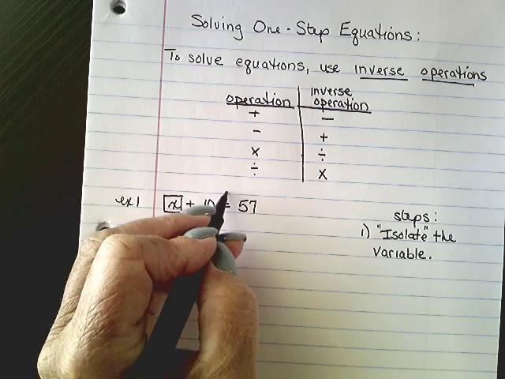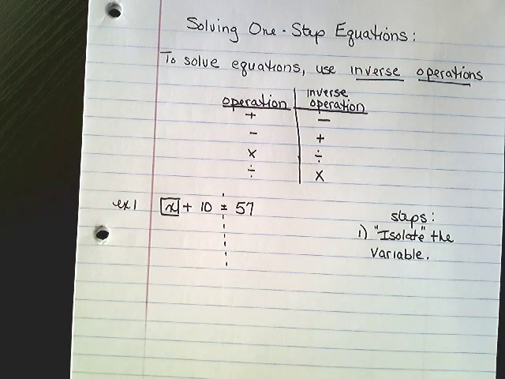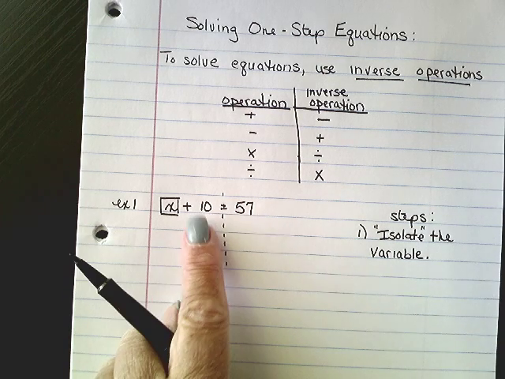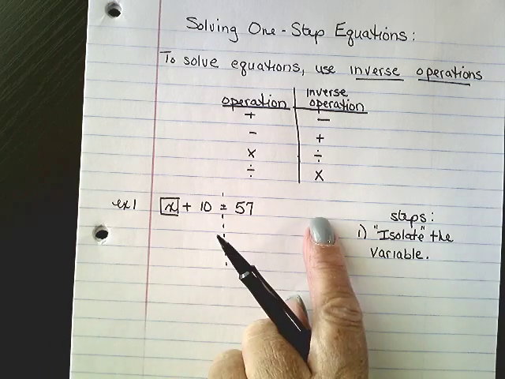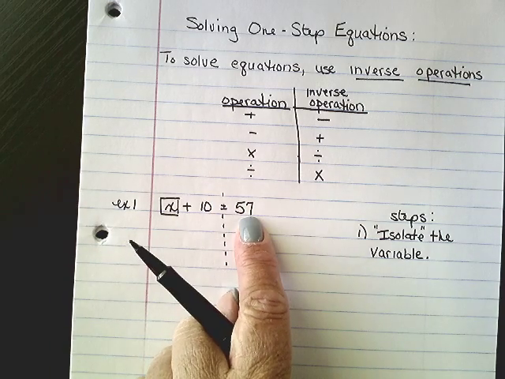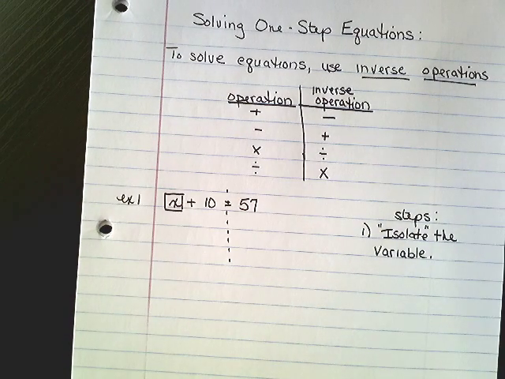So what I like to do is just put a little dotted line down my equal sign. This is to keep balance. This is like a seesaw that goes up and down that you see at a playground. I don't want to see one side up and the other side down. It has to be equal going across, which means that whatever I do to the left side of that dotted line, I need to do the same thing to the other side of the dotted line. So that dotted line is going to help me keep balance when I go to solve my equation.